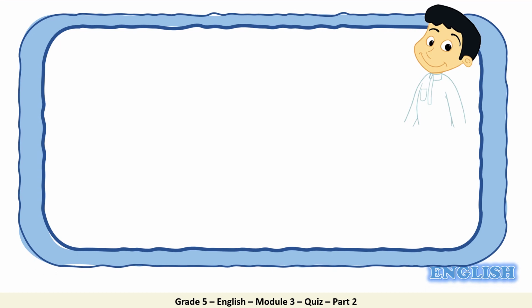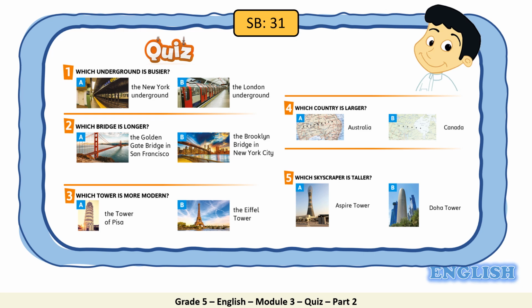Now, please open your student book page 31. This is the lesson from the day before. Do you remember what the lesson was about? It was about busy undergrounds, tall skyscrapers, and other things. We will use the information and the pictures in this lesson to do the next activity.